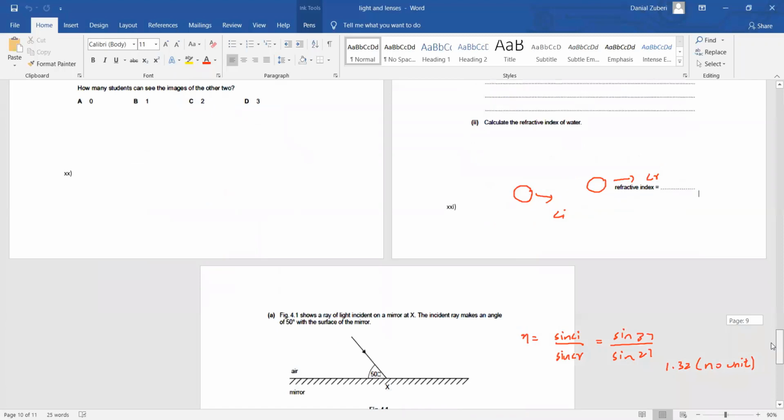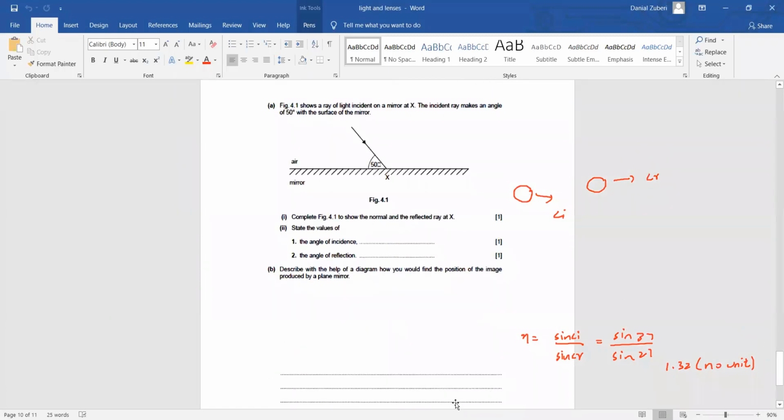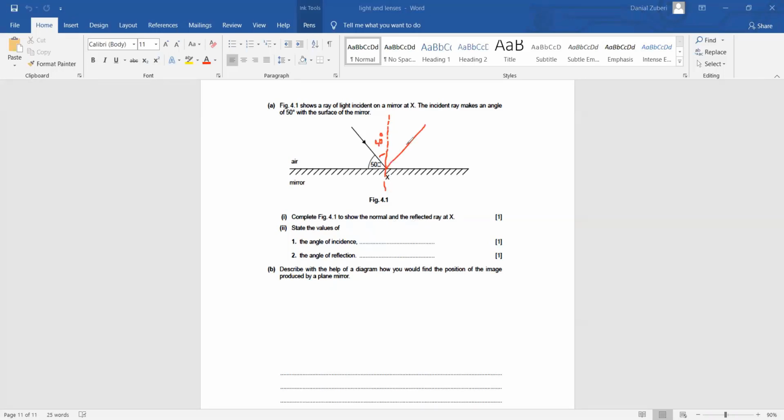Then if we move on to the last part of this worksheet, it says figure 4.1 shows a ray of light incident on a mirror at X. The incident ray makes an angle of 50 degrees with the surface of the mirror. Complete figure 4.1 to show the normal and the reflected ray at X. So I can draw the normal here and mark this as 40 degrees, and the reflected ray would again be marked at 40 degrees. Then it says state the values, which is already done. Angle of incidence 40 degrees, angle of reflection 40 degrees.